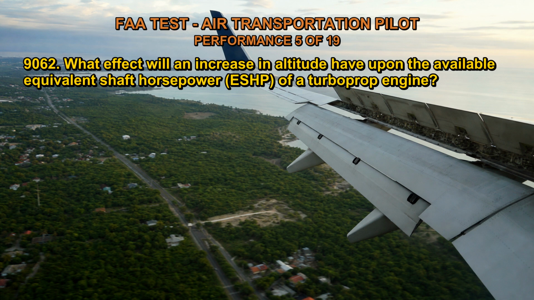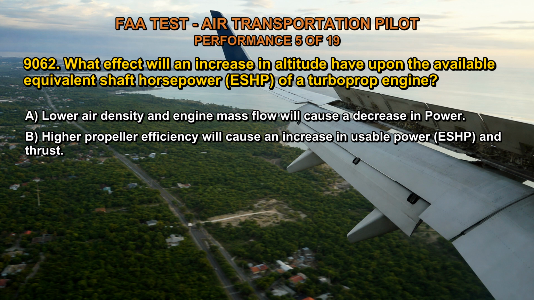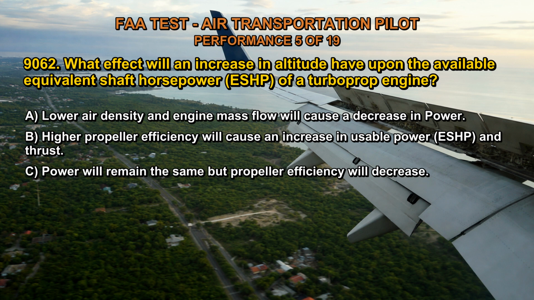9062. What effect will an increase in altitude have upon the available equivalent shaft horsepower, ESHP, of a turboprop engine? A. Lower air density and engine mass flow will cause a decrease in power. B. Higher propeller efficiency will cause an increase in usable power, ESHP, and thrust. C. Power will remain the same, but propeller efficiency will decrease.